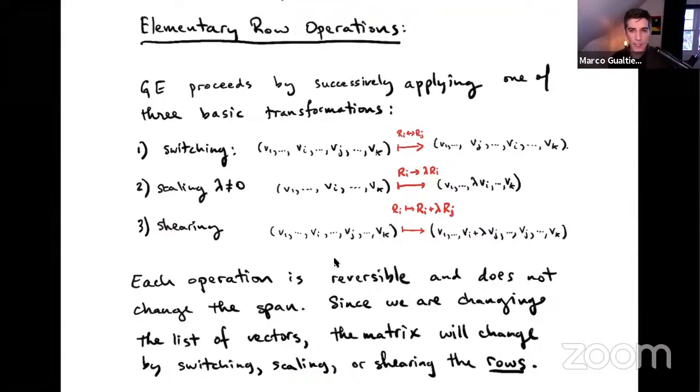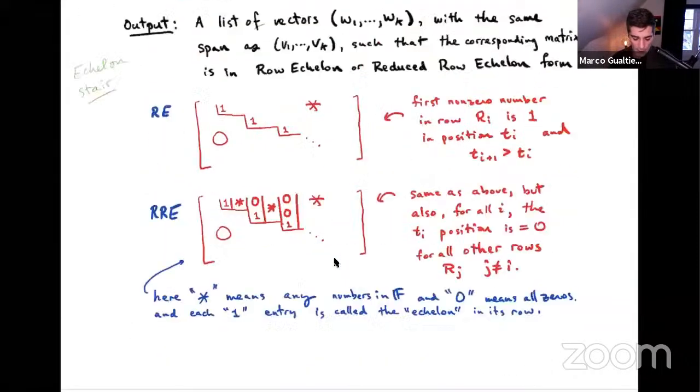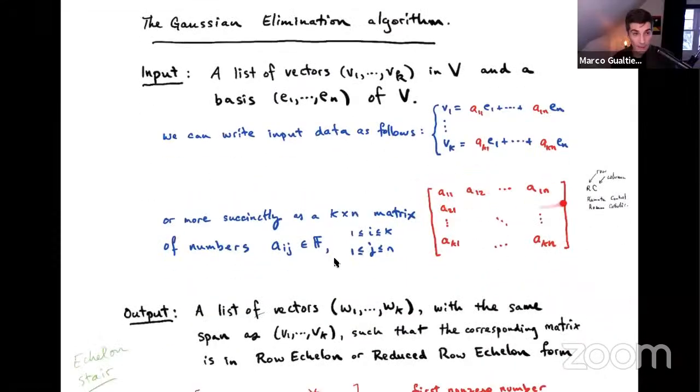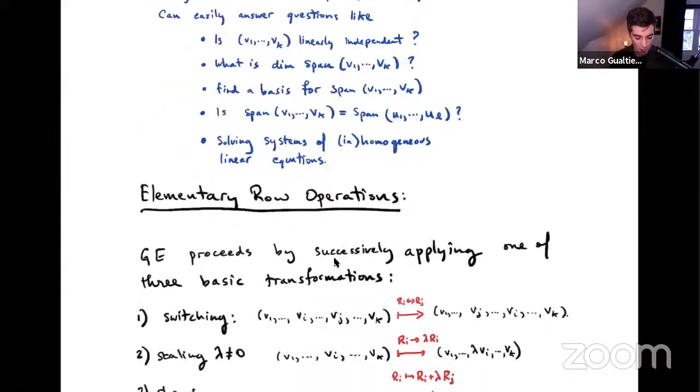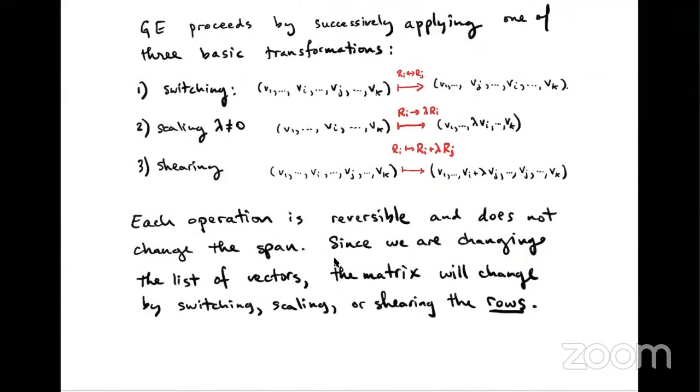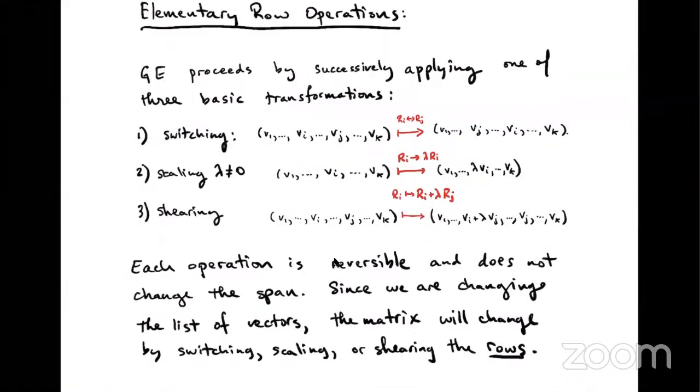Yes, I understand. So the point is that when we write these vectors as a matrix, we are ordering them. That's the purpose of drawing them in a rectangular picture like that, that there's one on the top and there's one underneath and so on. Okay, Kanav? Just about the three different basic transformations.